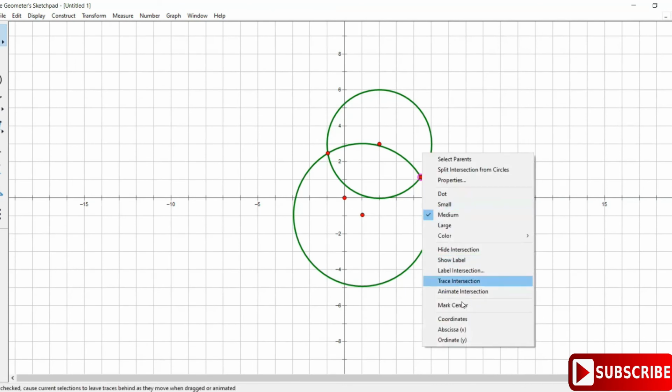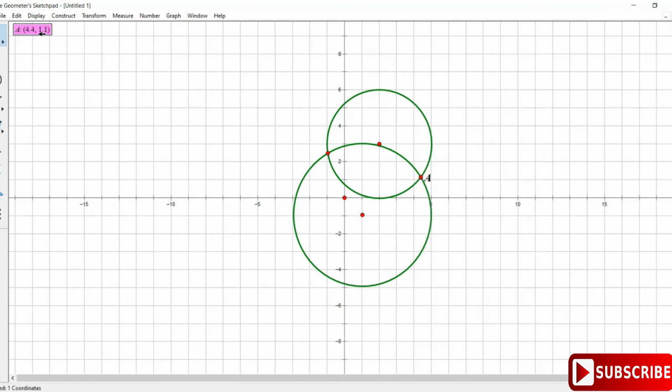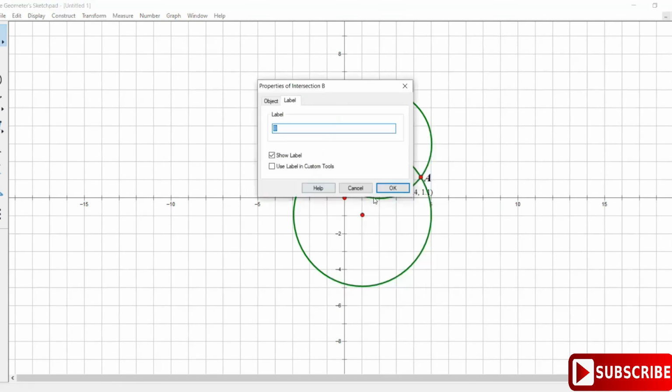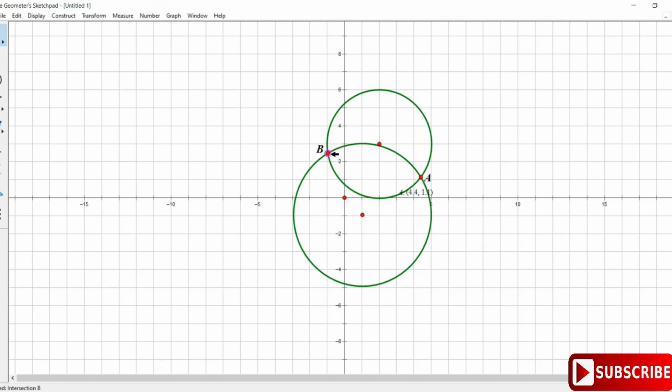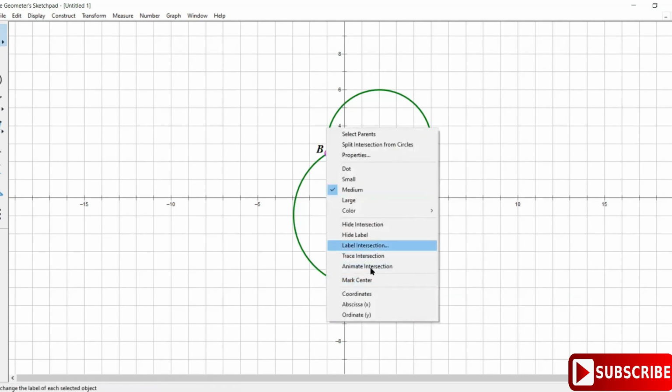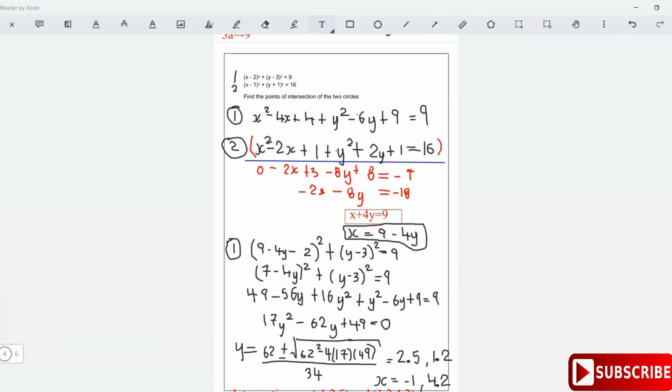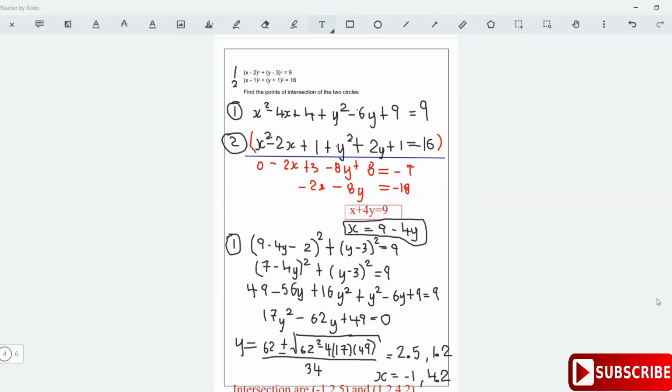So let's find the coordinates. See there, this coordinate is (4.4, 1.1). Did we get that? And then this point is, I want to show the coordinates. (-1, 2.5). So (-1, 2.5) and (4.4, 1.1). Did we get that? Yes, we got the (-1, 2.5).